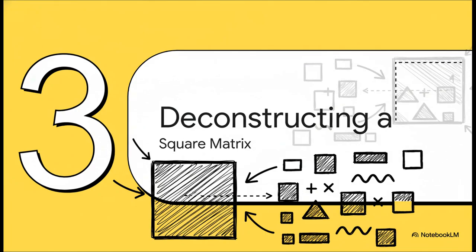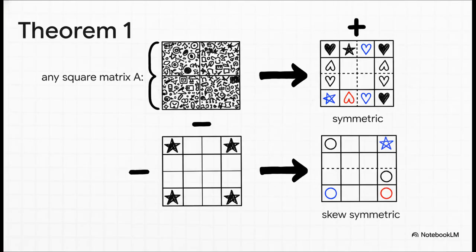So these special matrices are pretty cool. But here is the big secret. They're not just weird little edge cases. They are the fundamental building blocks of every single square matrix in existence. It all starts with this really elegant piece of logic called Theorem 1. And what it says is, for any square matrix you can dream up, if you add it to its own transpose, the result is guaranteed to be symmetric. And if you subtract its transpose, the result is guaranteed to be skew-symmetric. We can literally create order out of any matrix we find.